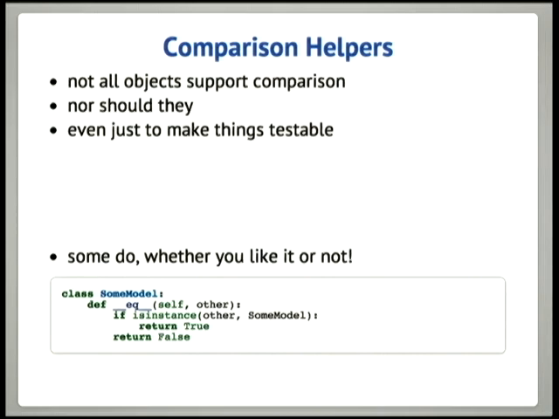The flip side of that is that sometimes, like Django models, I'm not sure whether it's still the case, it certainly was the case when I last bumped into them, you get comparison whether you want it or not. So you'll have a comparison function implemented on the object you're trying to test, which means that you can't say, have I got the same objects, because they'll do the wrong thing.